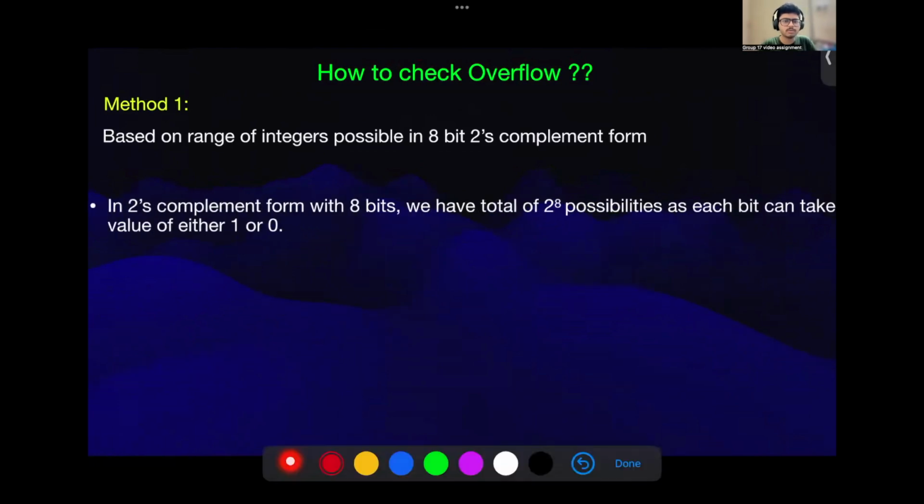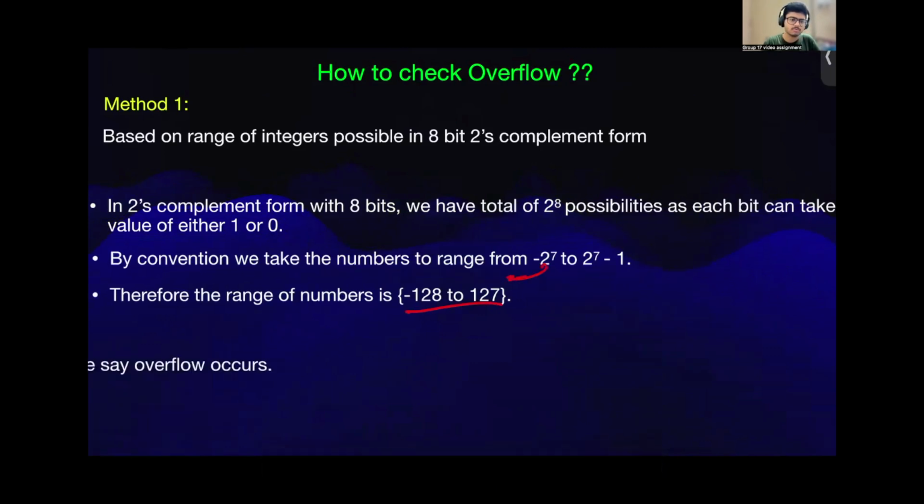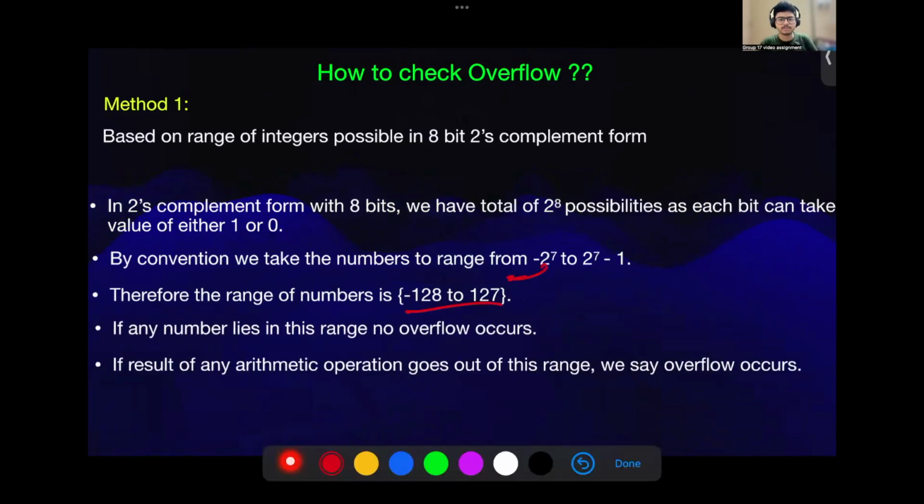In 2's complement format, we have 8 bits. We have a total of 2 power 8 possibilities, as each bit can take one of two values. Since we have 8 bits, it will be 2 power 8. Now, by convention, we take the numbers to be from minus 2 power n to 2 power n minus 1. In this range, we obviously have 2 power 8 numbers. Therefore, the range of numbers is from this. We calculated this to get this. Now, if any number that we get from the result of an arithmetic operation lies in this range, we say no overflow occurs. In the other case, we say overflow occurs.